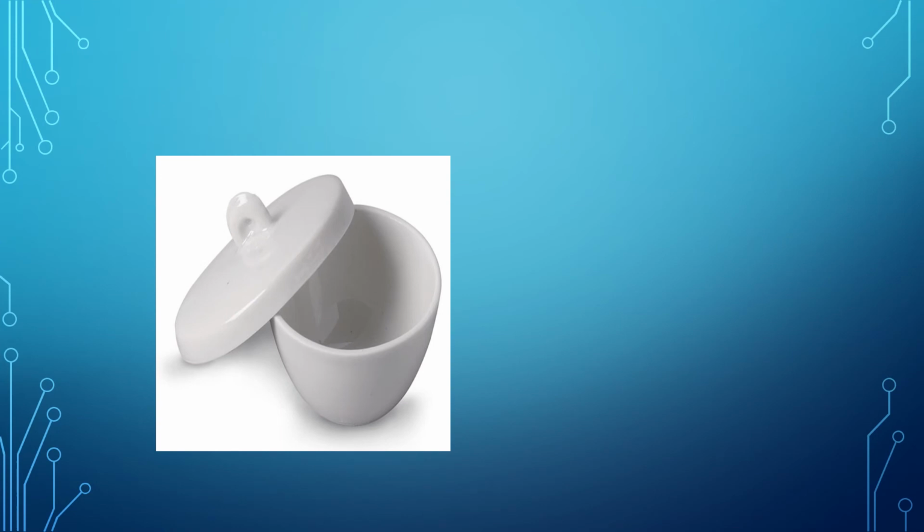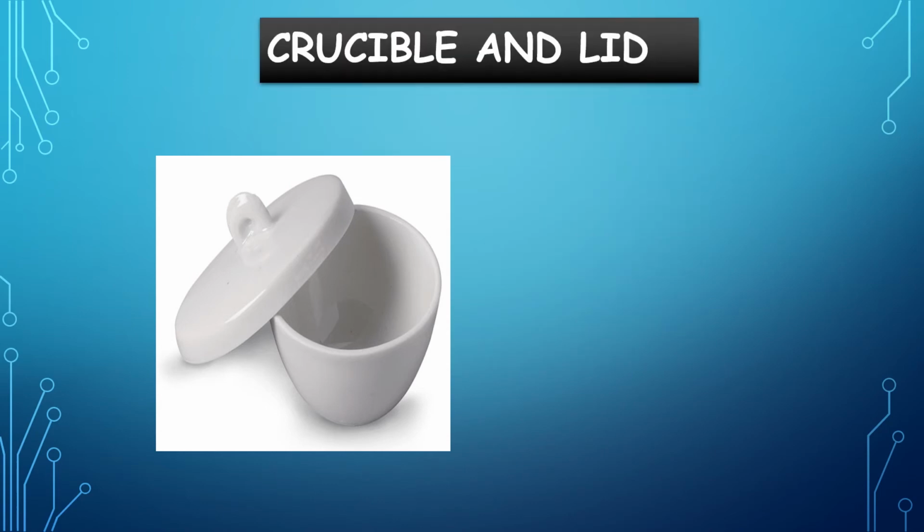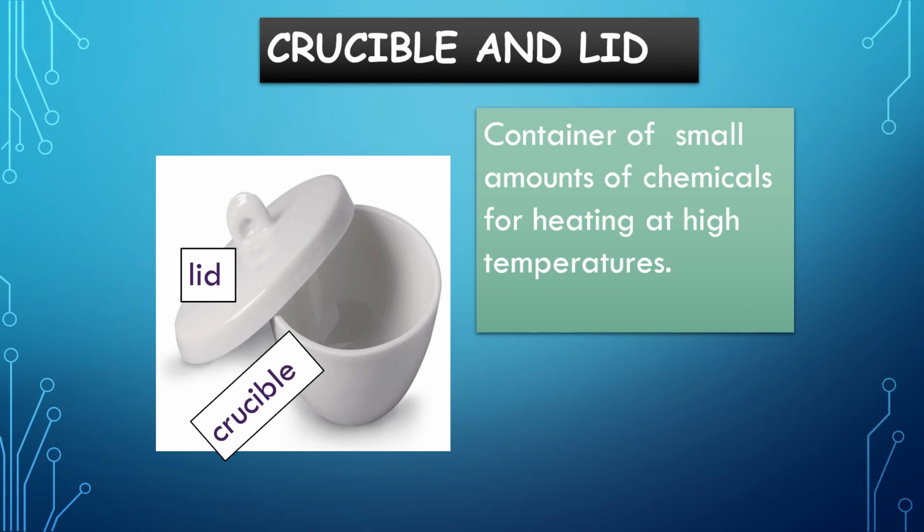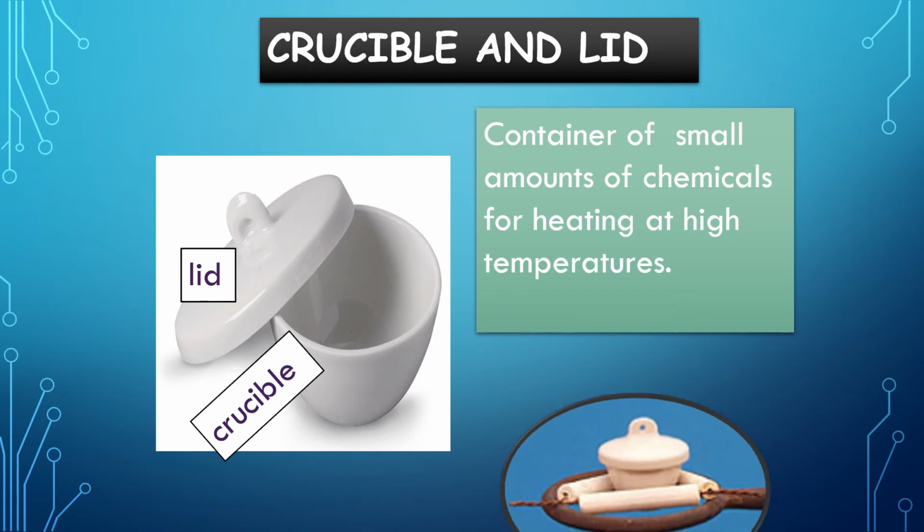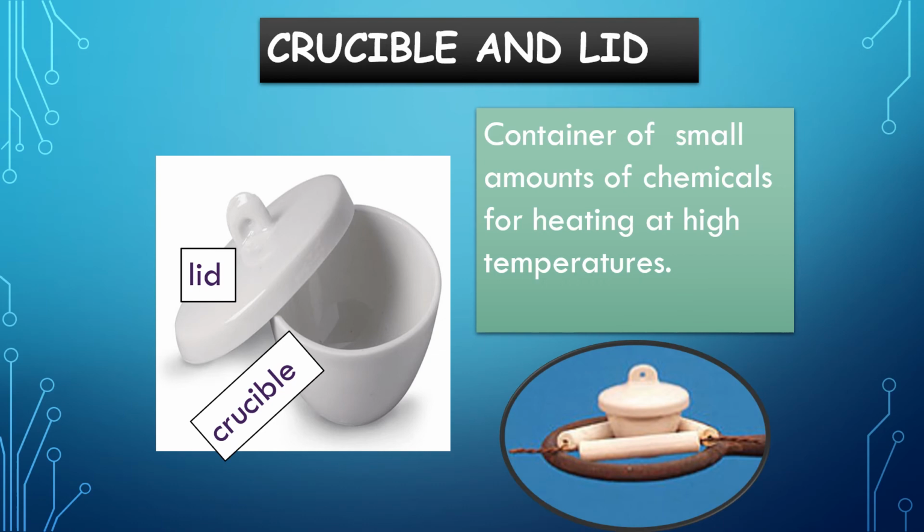So next is, what is the name? It is crucible and lid. So what is the crucible and lid here? The crucible is the container, and then the lid is the cover. So what is the function? Container of small amounts of chemicals for heating at high temperature. So when you are heating at very high temperature, then you are going to use crucible and lid.